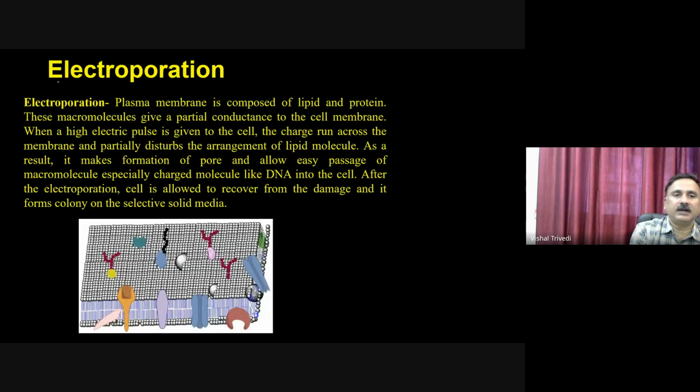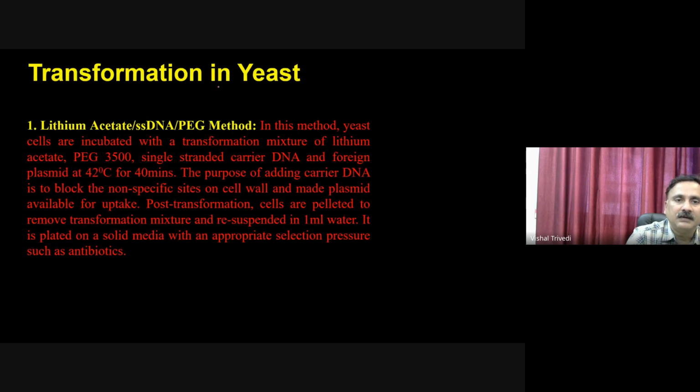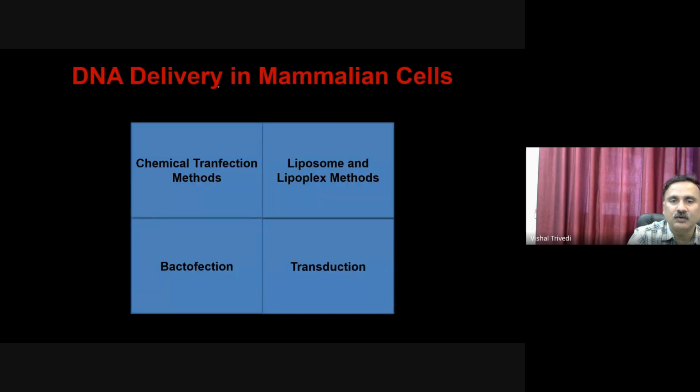Then you can also do electroporation, right? You can pass an electric field, and that also is going to do the electroporation. Then we also have transformation methods in other organisms such as yeast. And then we also have mammalian cells. In mammalian cells, you are always doing transfection rather than transformation.